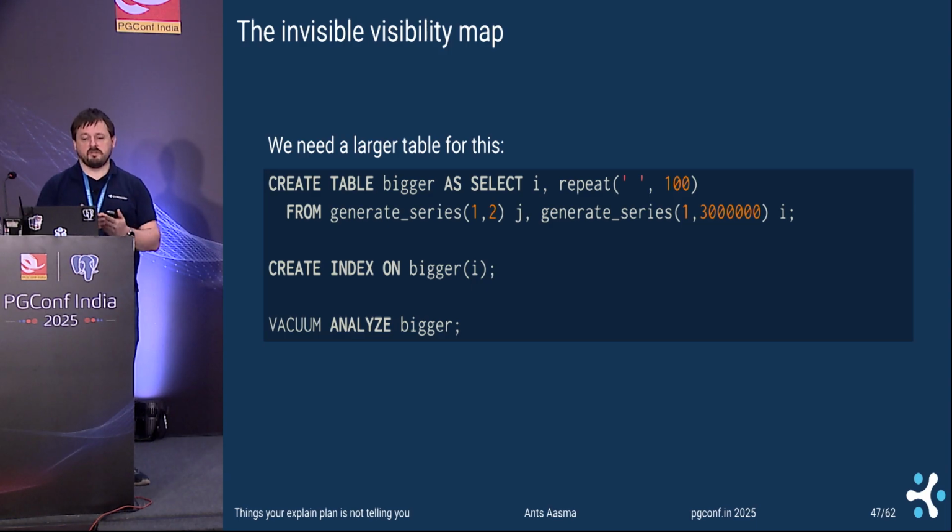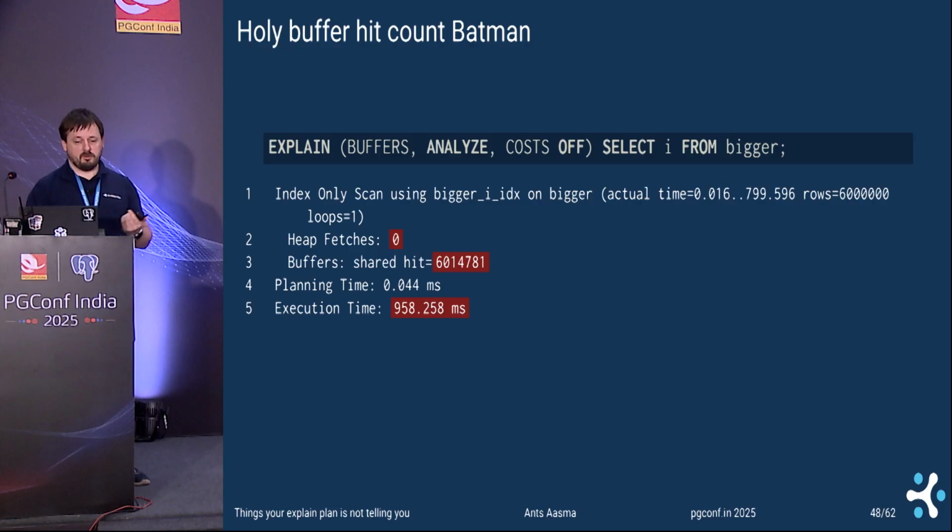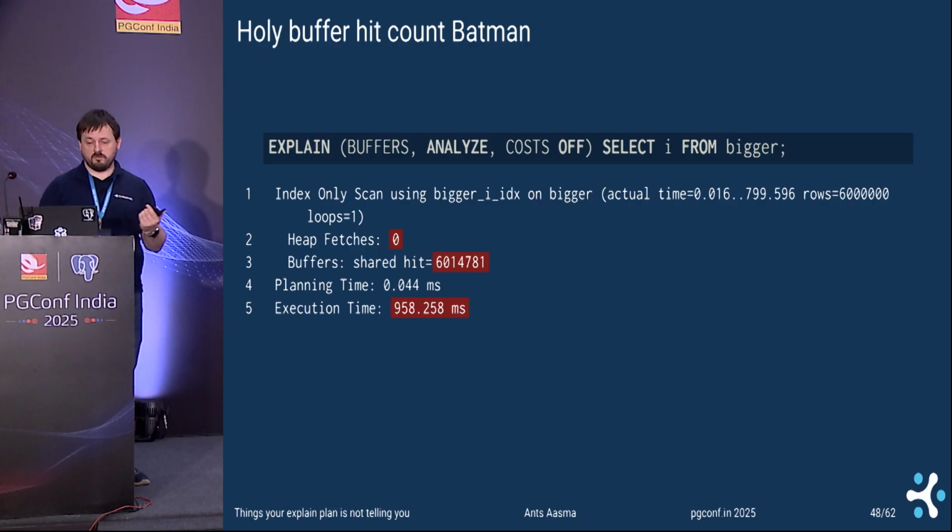But not yet done with visibility maps here. I want to now talk about a different topic, and for that one we will need a slightly bigger table. We will create 6 million rows, each 100 bytes, so about 600 megs. We have a number and a filler field, and we will create an index on the filler and vacuum analyze, so we can use an index-only scan. And then we just select a number.